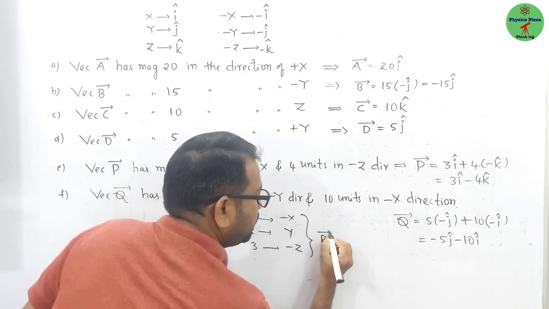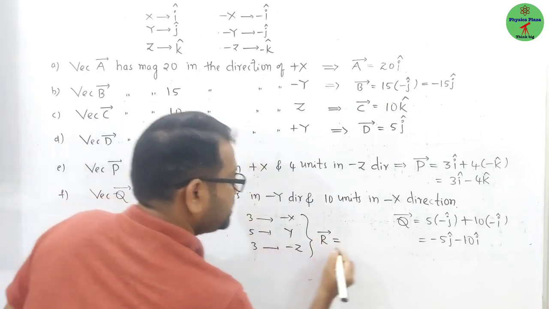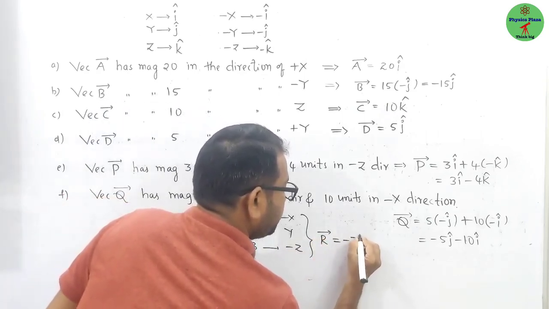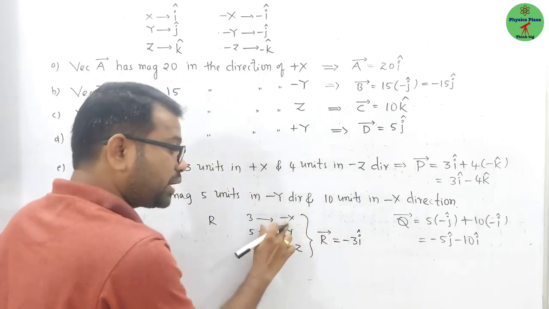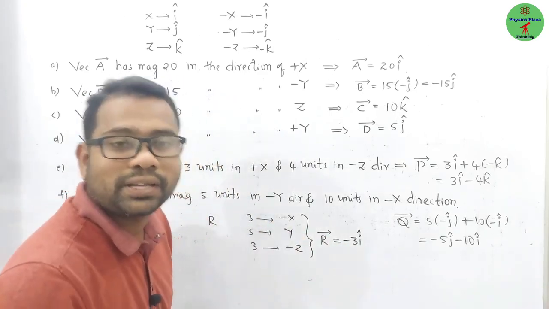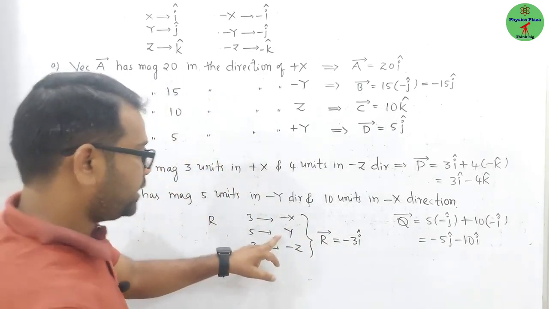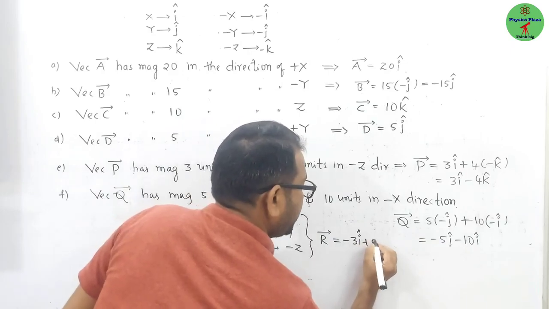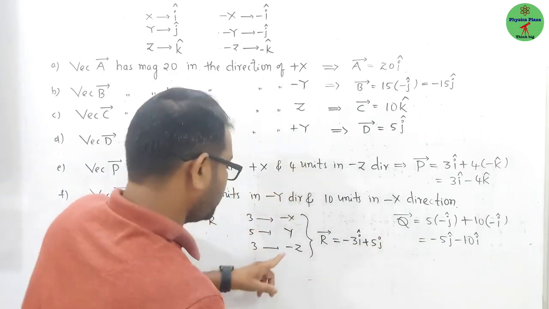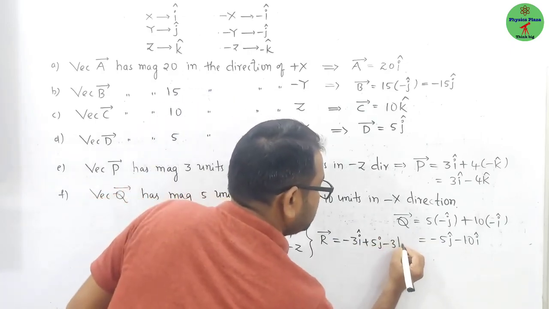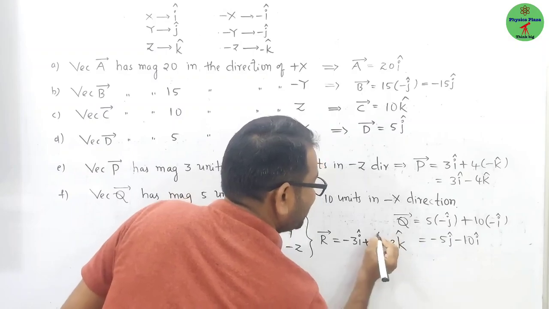Come on, vector r can be used. So it's a minus 3 i cap. Why am I writing minus 3 i cap, children? Yes, minus x direction, the unit vector is minus i. Okay, now y. So plus 5j and this is going to be a minus 3k. So cap is mandatory, children.